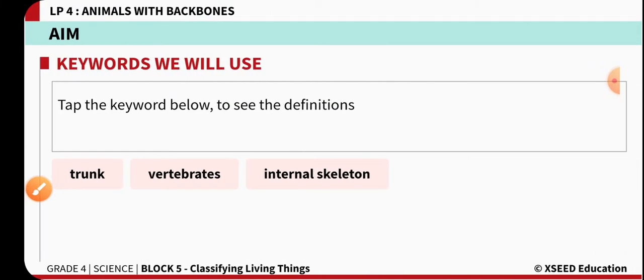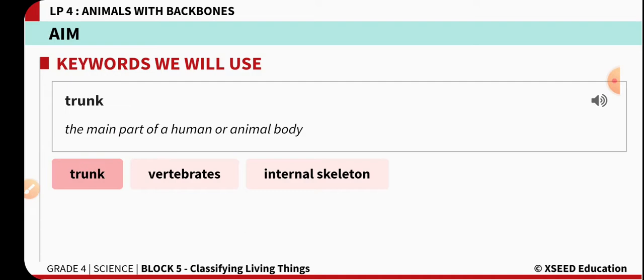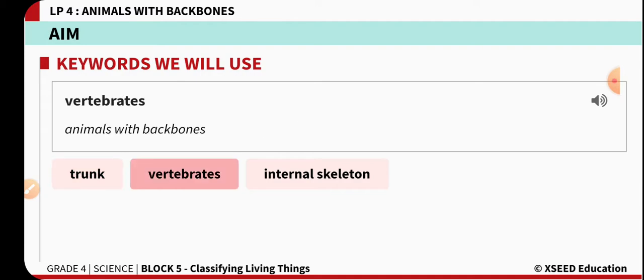Okay, so in today's class we are going to learn a few keywords. The first keyword is trunk. Trunk means the main part of the body, the main part of the animal body. Trunk: the main part of a human or animal body. Now the second one is vertebrates. You already know what vertebrates are: animals with backbones.